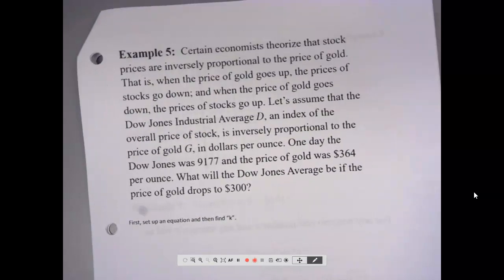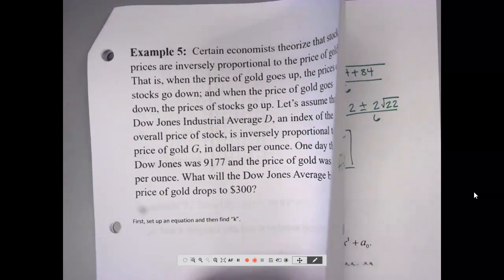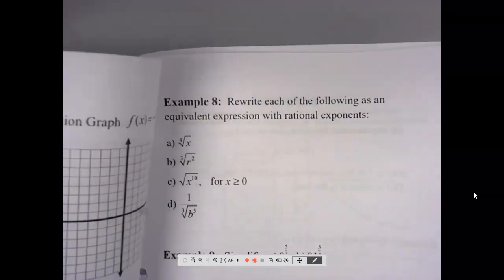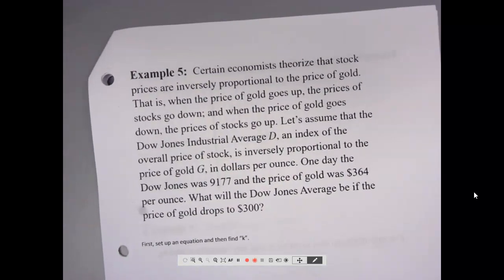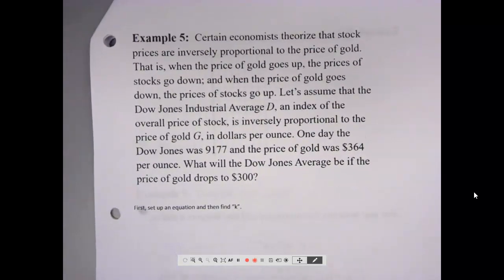All right, let's see. We are going to stop after example 7, and then we'll work on some homework and finish up the notes tomorrow. Okay, example 5. Certain economists theorize that stock prices are inversely proportional to the price of gold. That is, when the price of gold goes up, the prices of stocks go down. And when the price of gold goes down, the prices of stocks go up.